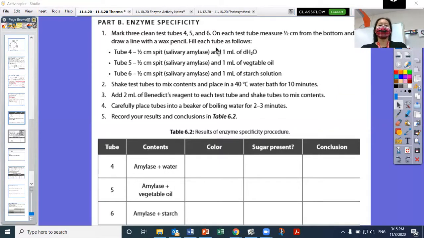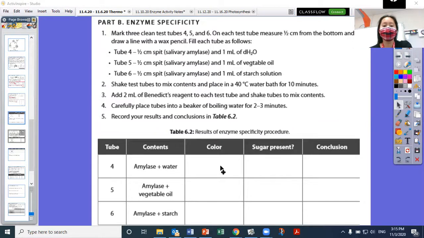So there's 3 clean test tubes, and one of them is going to have amylase and water, one of them is going to have amylase and oil, and then one of them is going to have amylase and starch. And based on the positive and negative controls, we already know that amylase and starch produces maltose, which is a sugar, right? And the Benedict's test is what shows us that there was sugar present at the end or not. And so we are going to do these 3 in test tubes 4, 5, and 6. And you're going to basically look at their color after you do the Benedict's test.